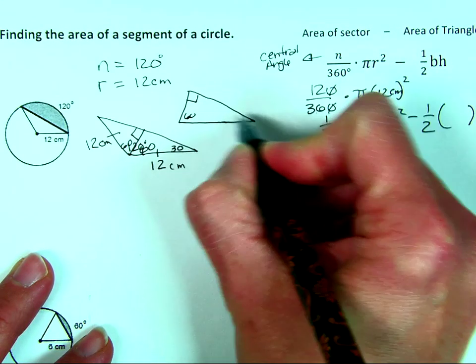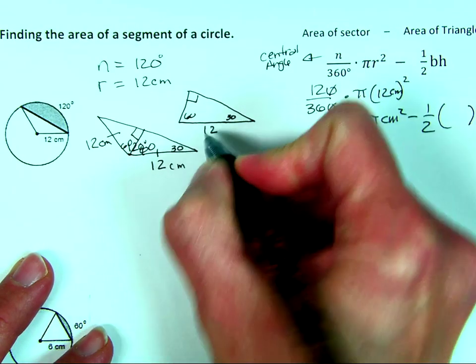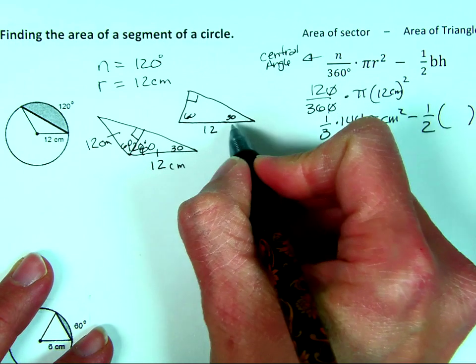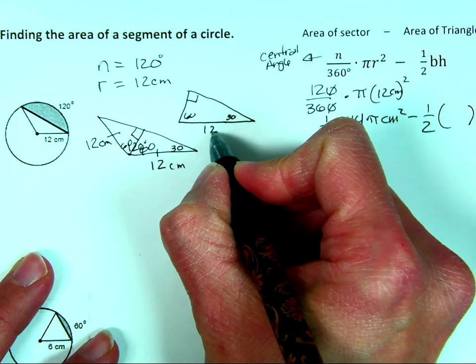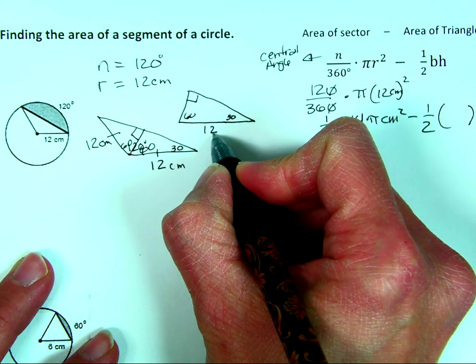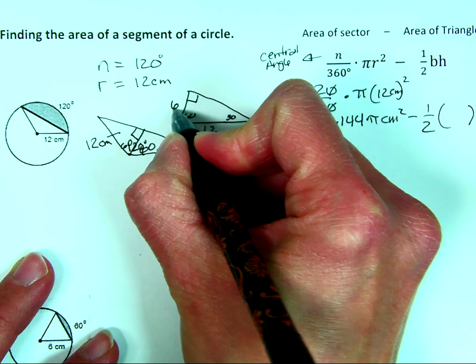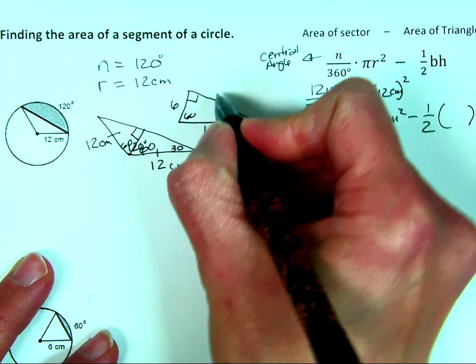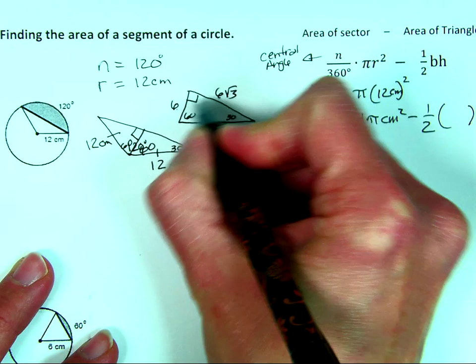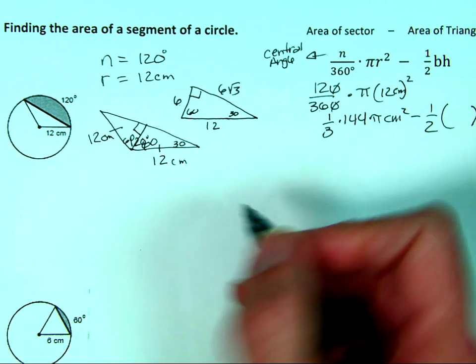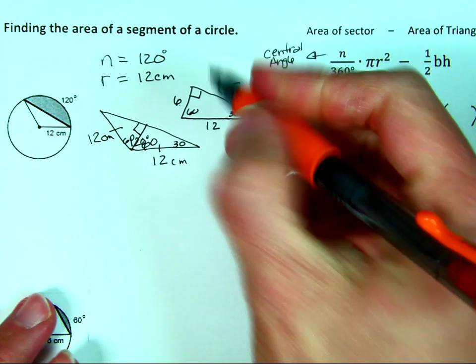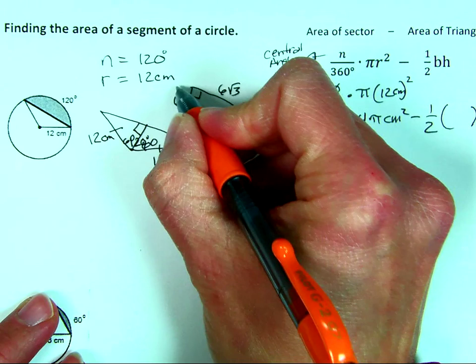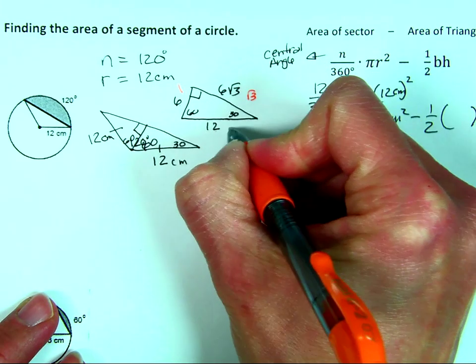This is 60, this is 30, and I know this is 12. In my 30, 60, 90 triangle, remember, the hypotenuse, which is 12, is always twice as big as the shortest side. So I know that's 6. Over here, I know that relationship is 6 radical 3. I multiply by 6 radical 3. If you didn't remember that, you could have sung the little song, 30, 60, 90, 1, root 3, and 2.